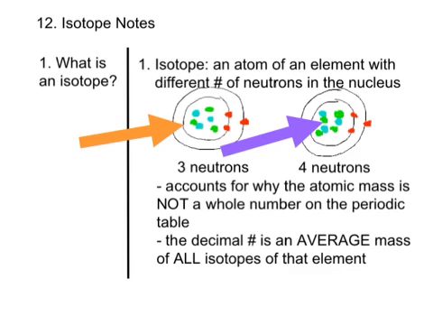This accounts for why the atomic mass that you see on the periodic table, that number underneath the symbol, is not a whole number. If you notice, all of them are going to be decimals. Okay, in fact, lithium's atomic mass is 6.94. That decimal 6.94 is the average mass of all the isotopes of the element lithium.